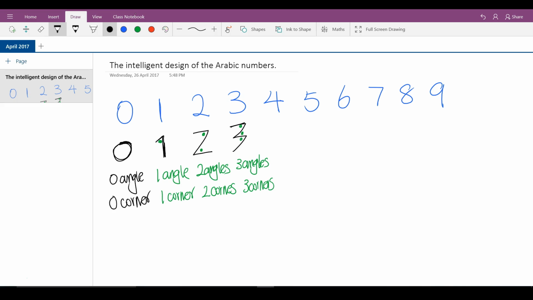All right, let's go to 4. 4 used to be written like this. Very good. And obviously we've got a triangle. We've got 1, 2, 3, 4 angles. So that represents 4.